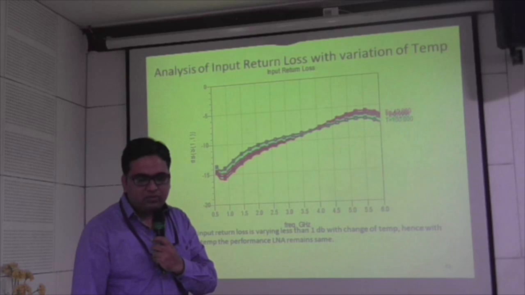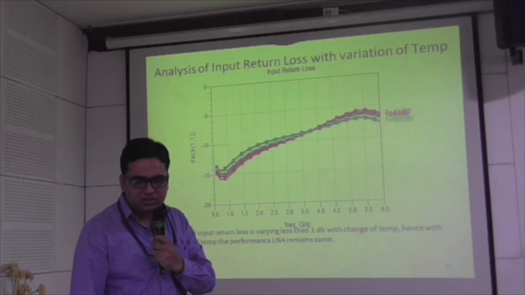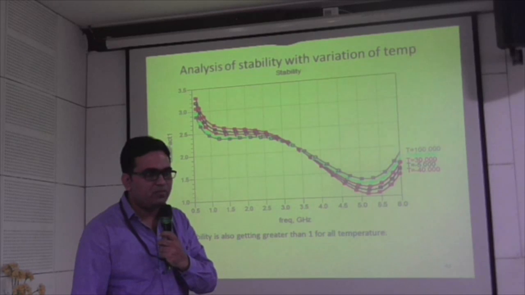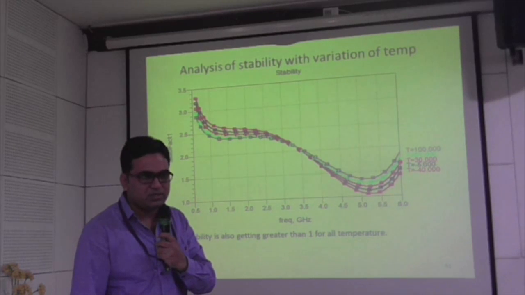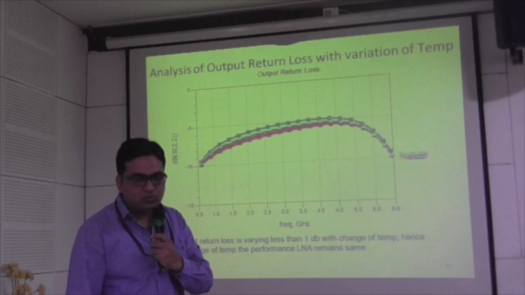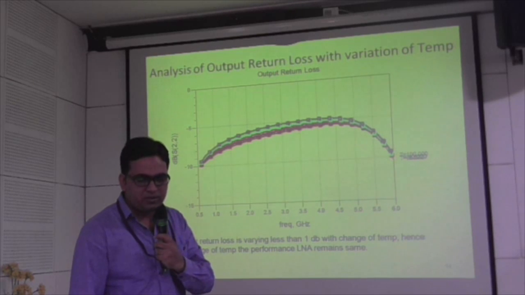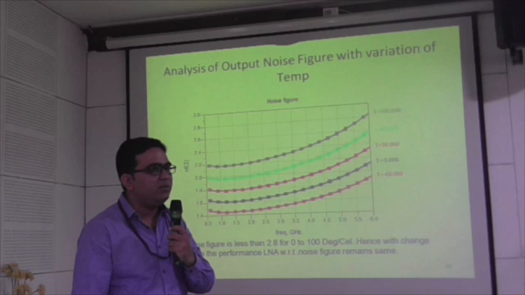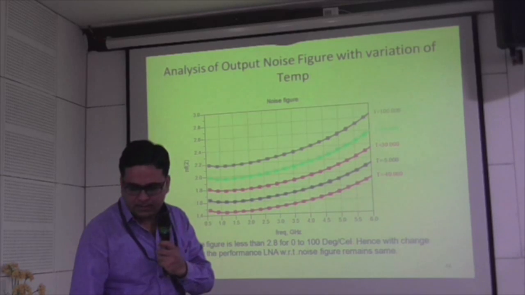Then I have checked the input return loss also. That is also changing by less than 1 dB. Then I checked the stability; the stability is greater than 1 for the overall performance over 0.5 to 6 GHz. Then S22, that is output return loss, I have also checked. And the noise figure is also not varying much, and it is less than 2.8 dB for all the temperatures.